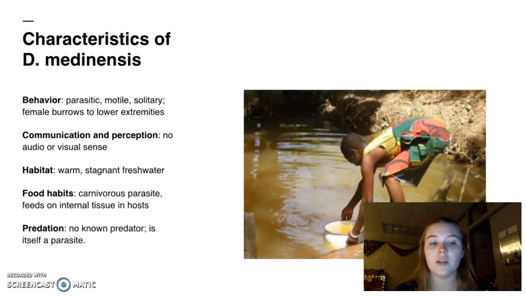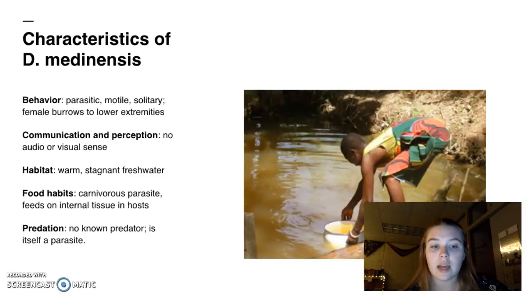So these worms, they don't have any audio or visual senses, but they are alerted by differences in pressure and temperature, which is why when a victim puts their foot in water or any part of their body that's infected, the worm senses that and it's triggered and it releases the larvae into the water.